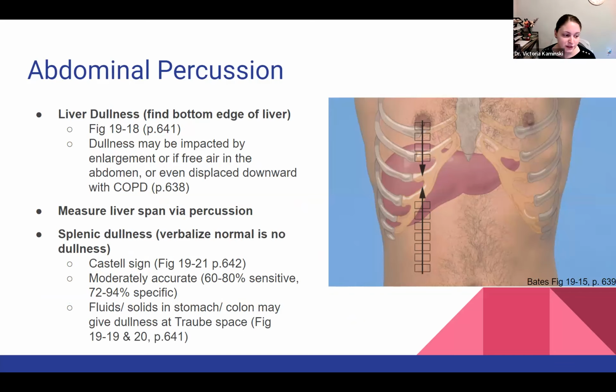And then splenic dullness, so verbalizing it, normal is no dullness. That is Castell sign and a moderately accurate test. So again, all of this is featured in your Bates book. This is just a review of your rubric and what we're expecting.